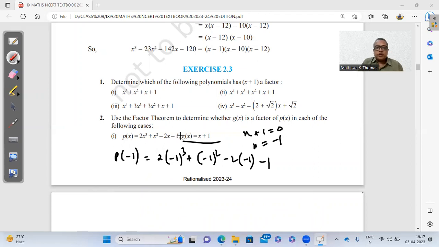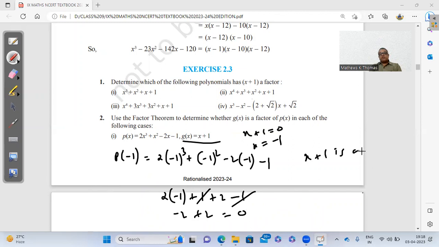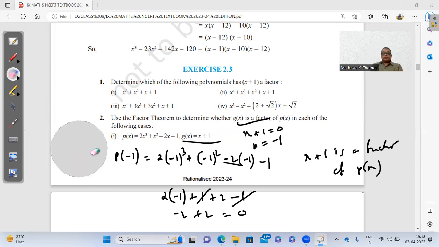Okay, what are we doing? We are putting the value of x as -1. So 2 into, this is -1, -1 square will become +1. This is +2 -1. So -2, -1 and +1 is getting cancelled. We get -2 plus 2, which is 0. So here I can say, yes, x plus 1 is a factor of px, right? Or gx is a factor of px. So here the question was, find out whether gx is a factor of px.